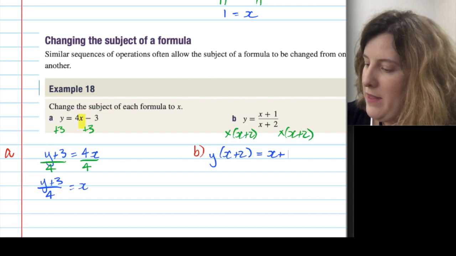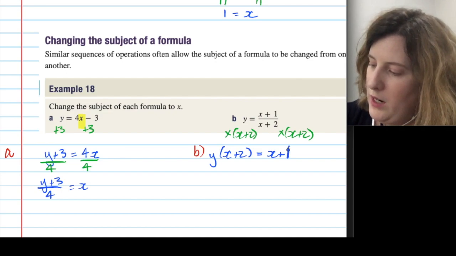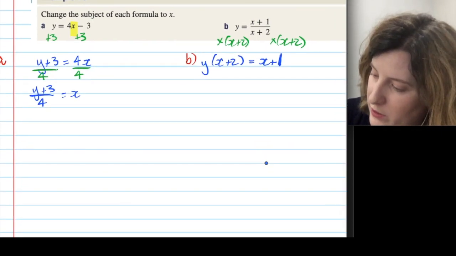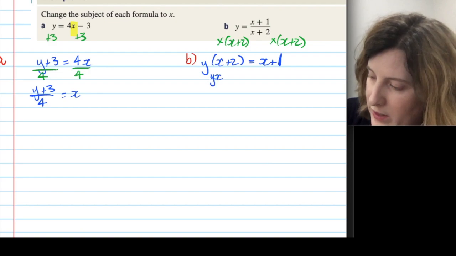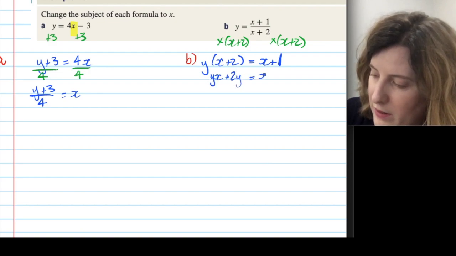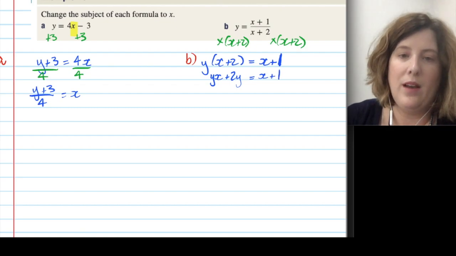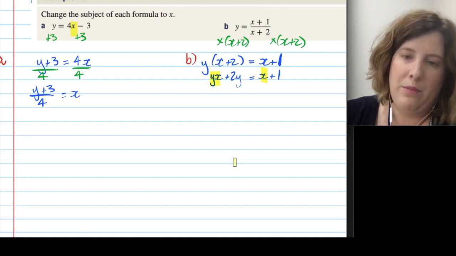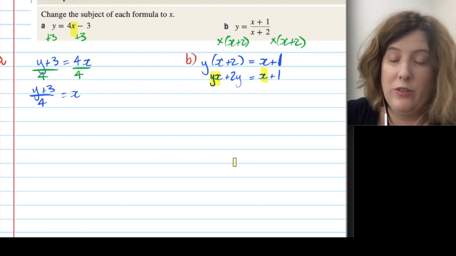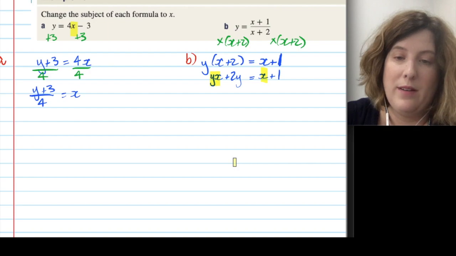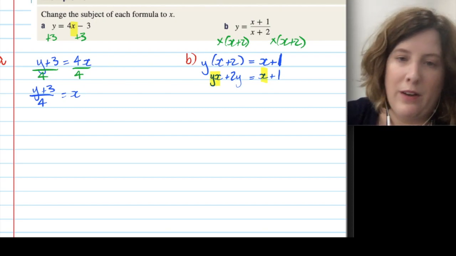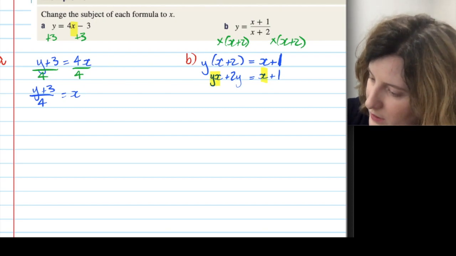Now I'm going to have to expand that left hand side. Y times x, well that's just yx, or xy, doesn't matter, plus 2y equals x plus 1. Now I need to group my x's. I've got yx here, I've got normal x there. I'm going to gather them, it honestly doesn't matter if you went left or right, the negatives will work out the same in the end. I'm going to get them both to the left, I think. So I've got to subtract x from both sides.